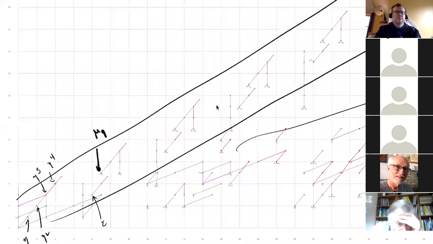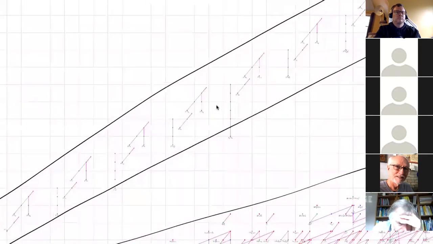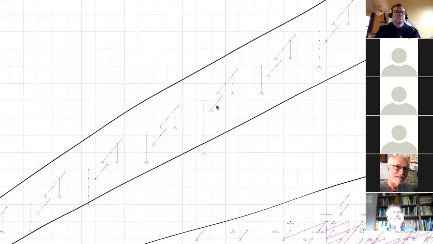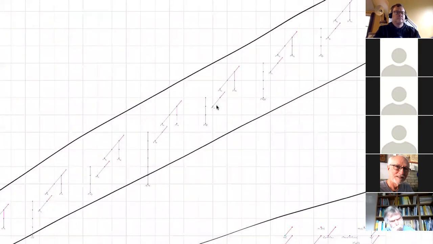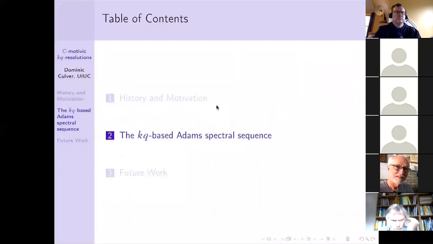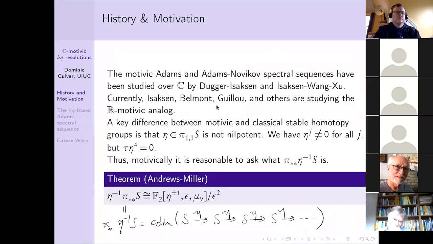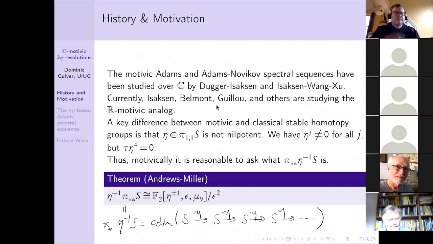You'll also notice that in this region that I highlighted, around 2/3 of the elements have these infinite eta towers coming off of them. This is something that will come up later in the talk. Basically, what I'm trying to say is that the eta-local sphere is also inside this v1-periodic region from this calculation. That's the main point I wanted to make.